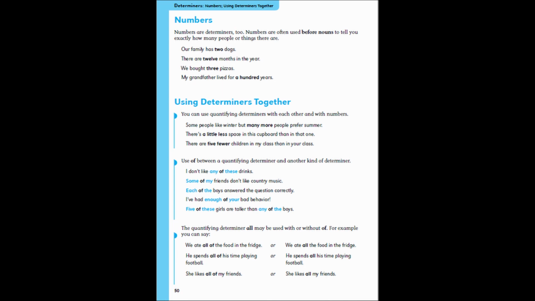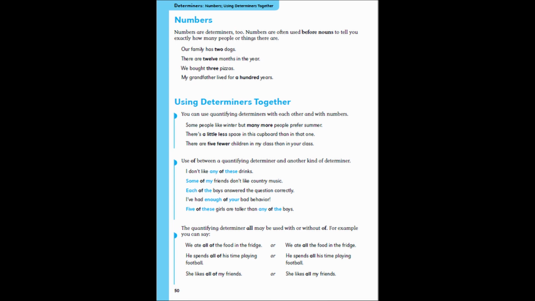Using determiners together, you can use quantifying determiners with each other and with numbers. For example, some people like winter, but many more people prefer summer. There's a little less space in this cupboard than in that one. There are 5 fewer children in my class than in your class. Use of between a quantifying determiner and another kind of determiner. I don't like any of these drinks. Any is a determiner, I'm using of to join it with these.